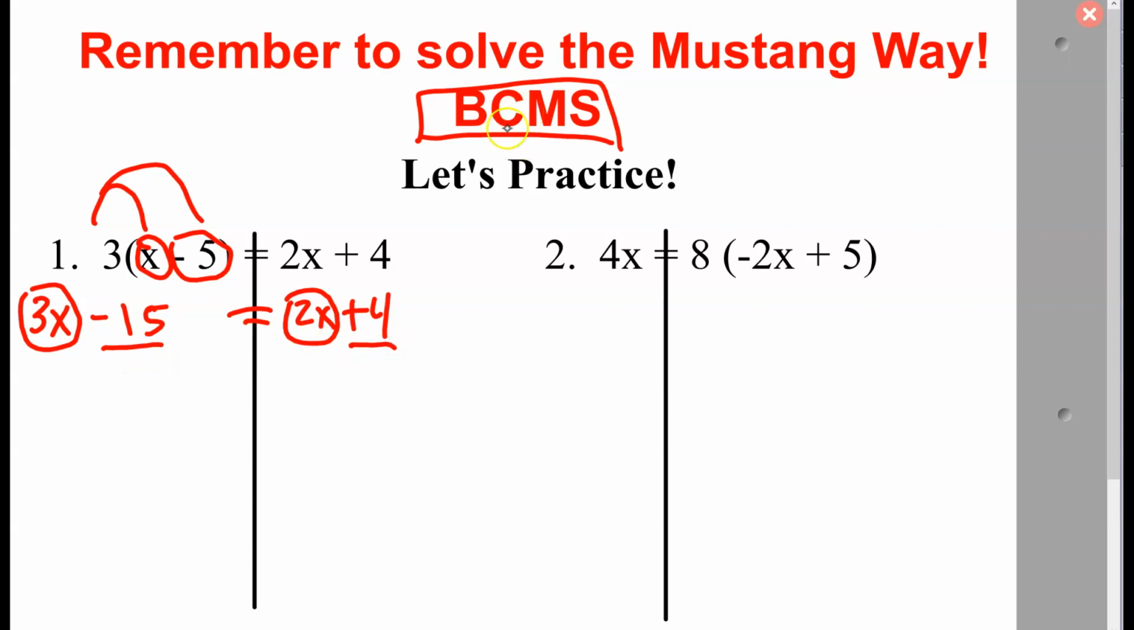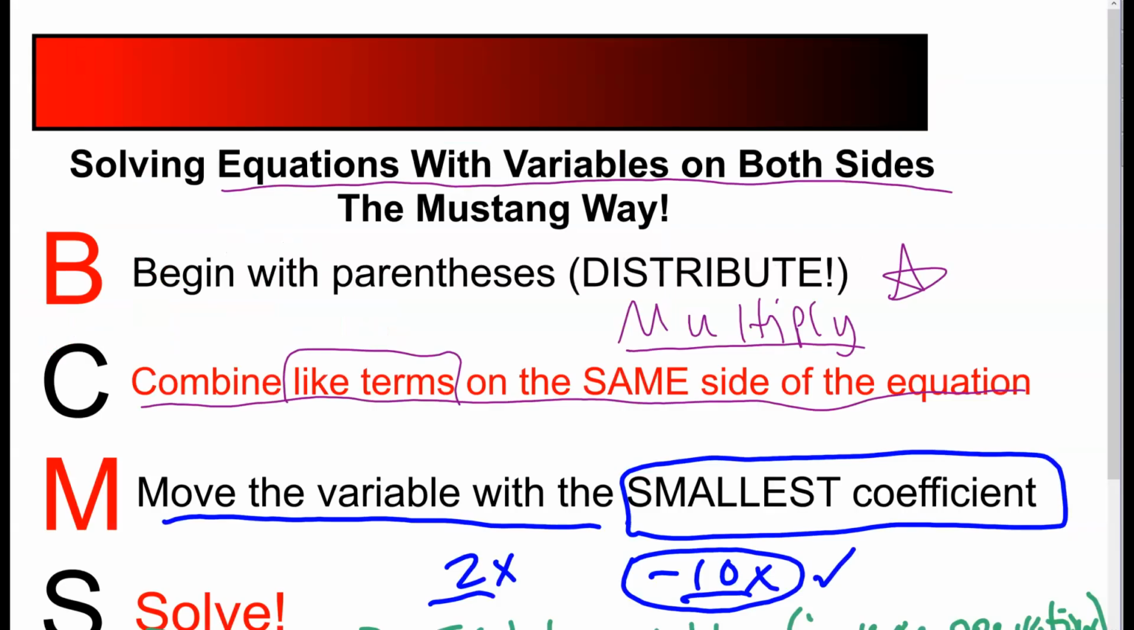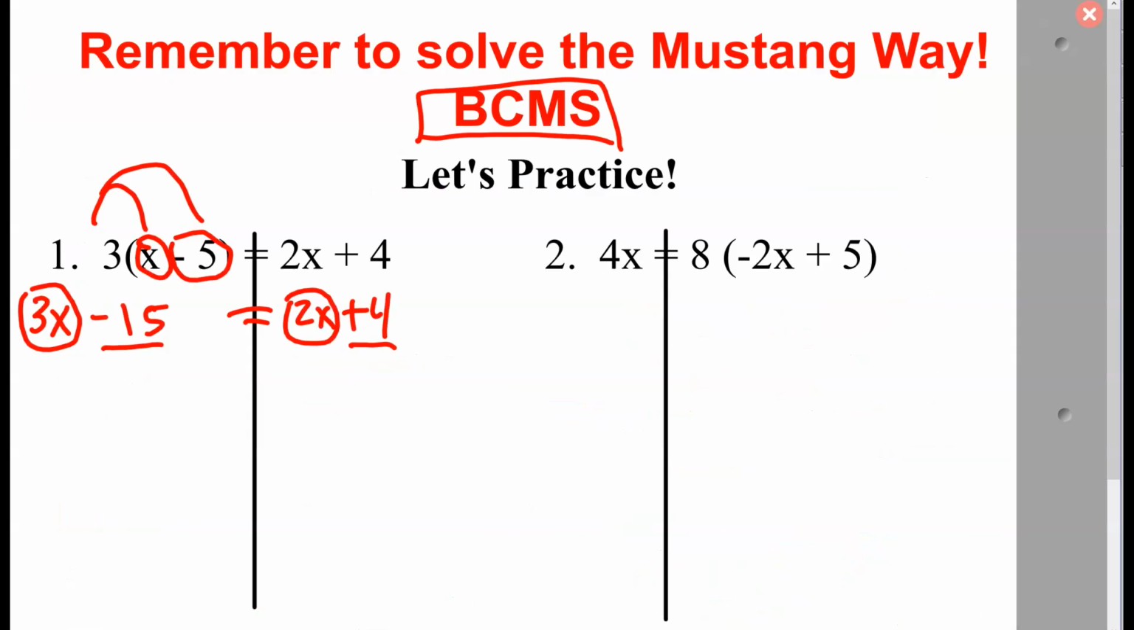So if my C step is to combine like terms, remember we'll go back here really quick. My C step is to combine like terms on the same side of the equal sign. If I look at this equation, I have an x term and a normal number. Those can't combine. Those aren't like terms. I've got an x term and a normal number that I'm adding, a positive number, right? Those aren't like terms either. So I can't combine those. That's not possible. So I'm really just skipping step C because there's no real combining that can happen here. And then M is my new step that we're looking at today, right?